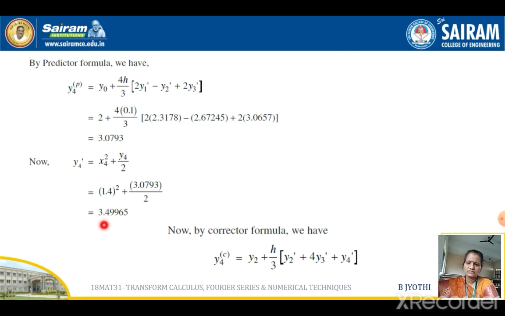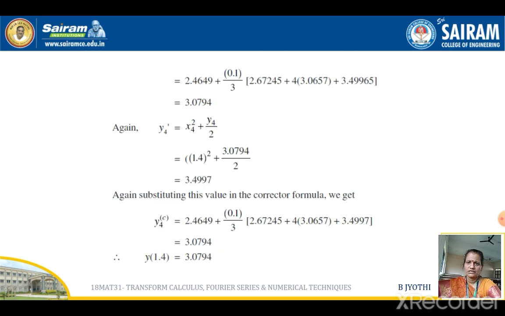Next question. Using the modified Euler's formula, solve the initial value problem dy by dx is x plus y square, where the initial condition is given by y of 0 is 1 at x is 0.2 by taking h is equals to 0.1. Carry out the two iterations in each step. That means two modifications we need to do at each step.